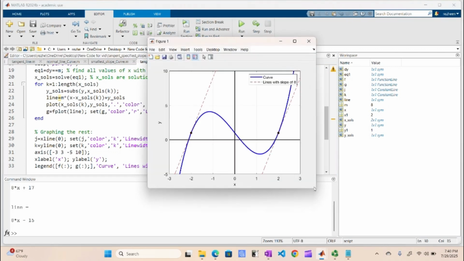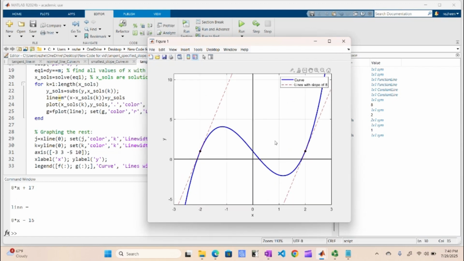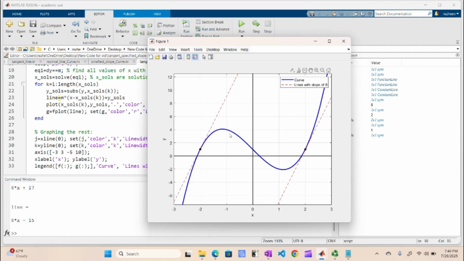I get this nice graph. We can make this bigger, and these are the two lines where that happens. The slope is 8 in this case. So the first line happens at that point, and the second line with slope of 8 happens on the opposite end of it. Notice this is a symmetric graph. So this is -2 in a y coordinate, and +2 in the same y coordinates.